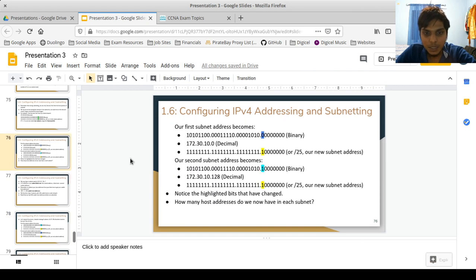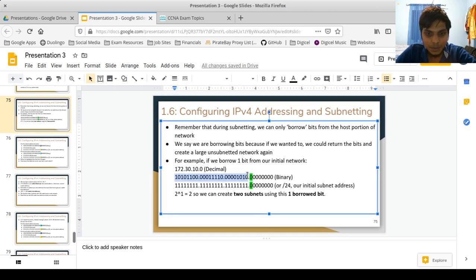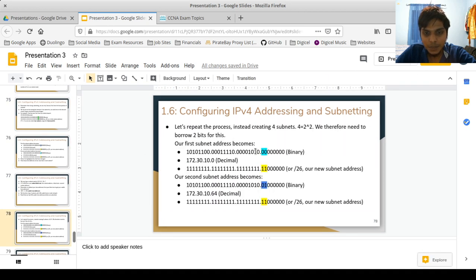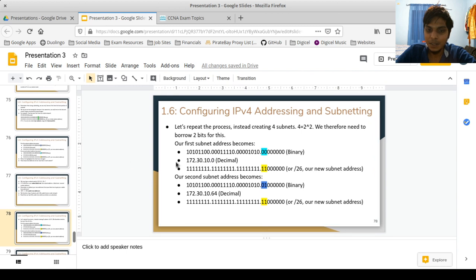Going back all the way here. Same thing we copied, that we copied all the way here. And we put all zeros to start with. And in this case, I highlighted 2 numbers because we're borrowing 2 bits. So this was our first subnet address, and it's the same subnet address we have again, just copying it there.